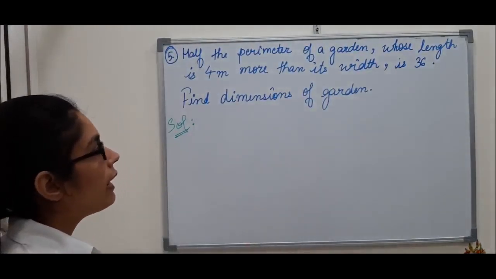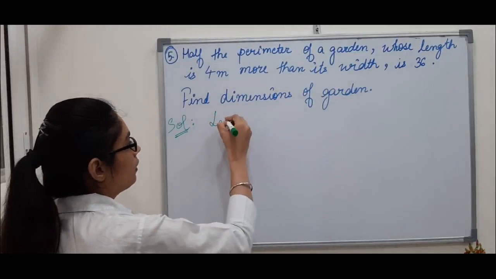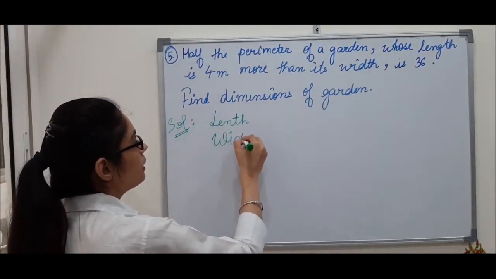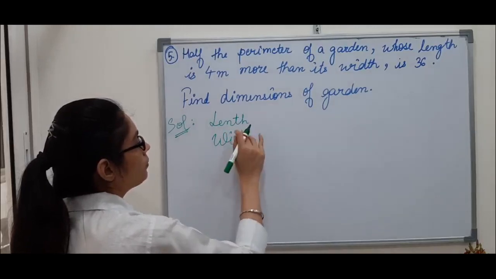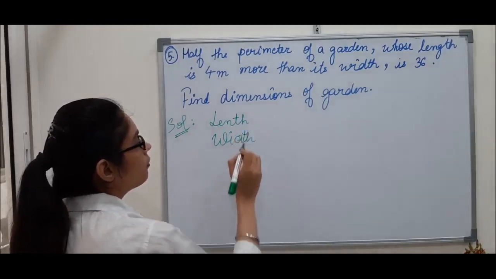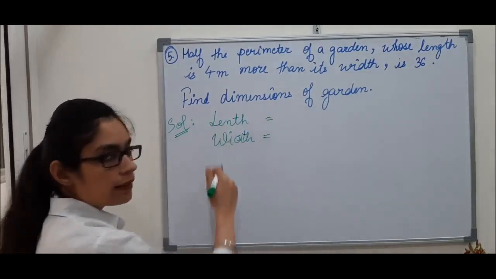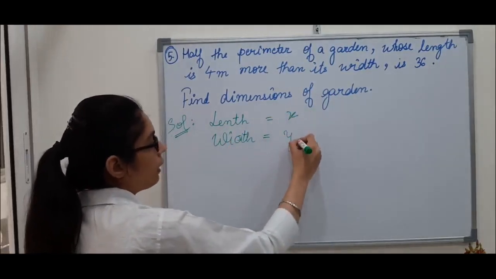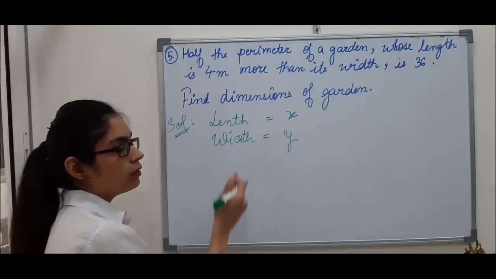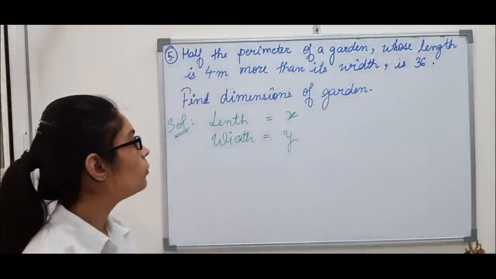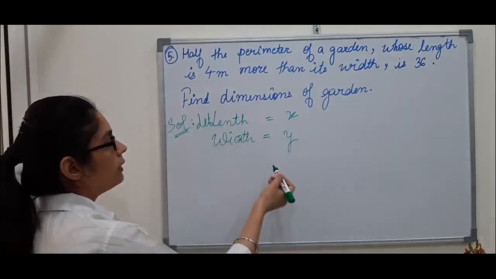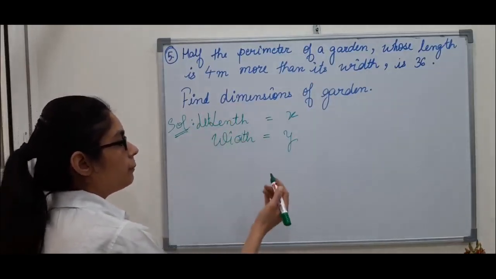See, a garden has length and width. So we will simply assume our length equals x and width equals y. Two things were there, so two variables we have to assume. So let the length be, you have to write it completely, let the length be x, let the width of the garden be y.